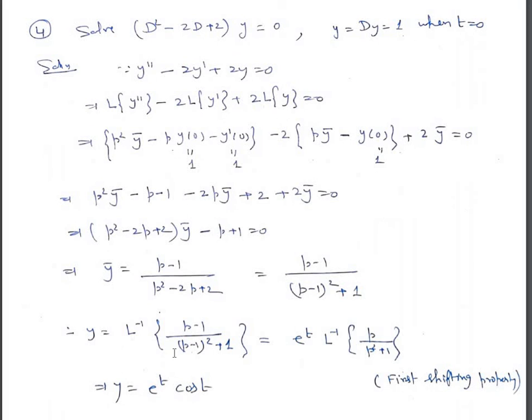So therefore y is equal to L inverse of p minus 1 upon p minus 1 whole square plus 1. Making use of first shifting property, this can be written as e to the power t L inverse of p upon p square plus 1. Now what is L inverse of p upon p square plus 1? This is cos t. So therefore y is equal to e to the power t into cos t.